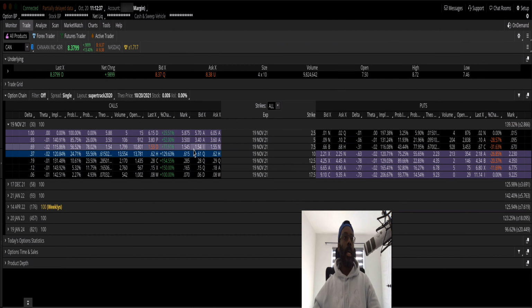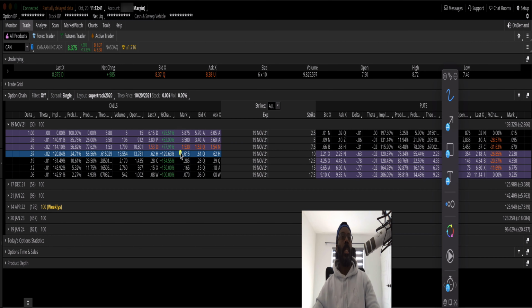The $10 strike right there, $10 strike November 19th. You see it right there. Plus 125, plus 129%. Look at the volume, look at the open contract. This is what you call liquidity. Look at the theta burn, it's minus 0.2. This is why I took this trade.